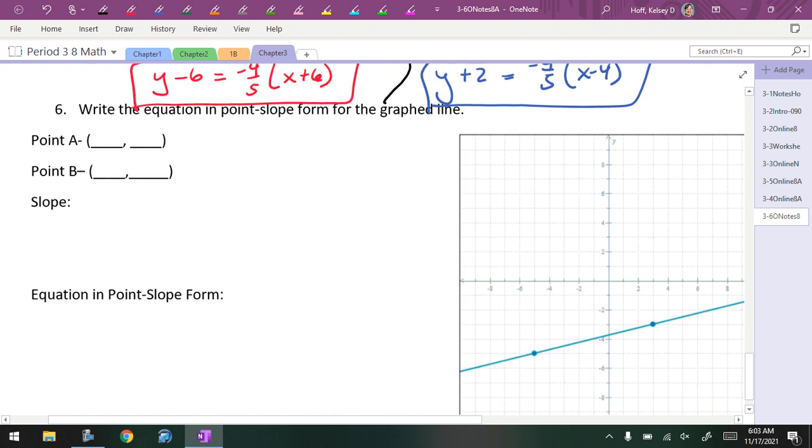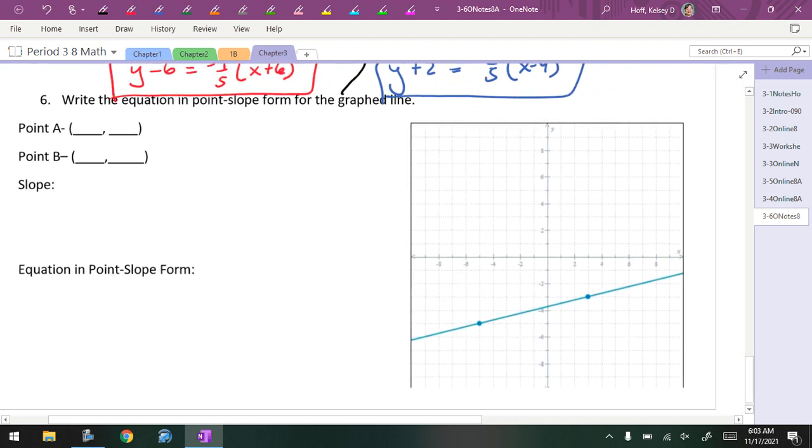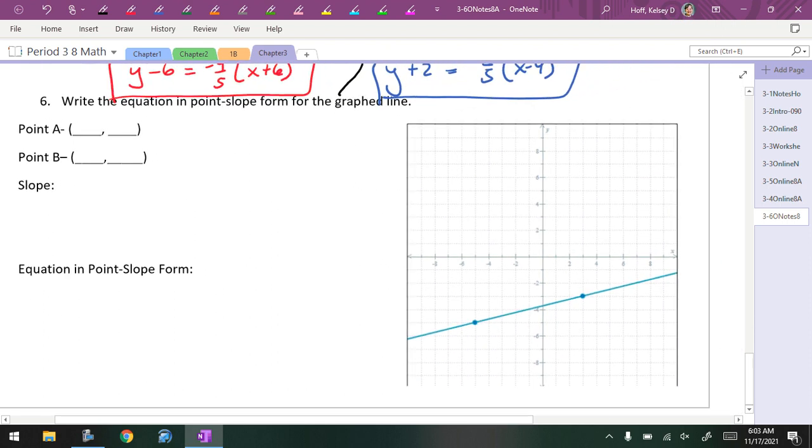All right, I want you to do this same exact thing all on your own start to finish. First, write the points down. Second, find the slope. And third, write the equation in point slope form.